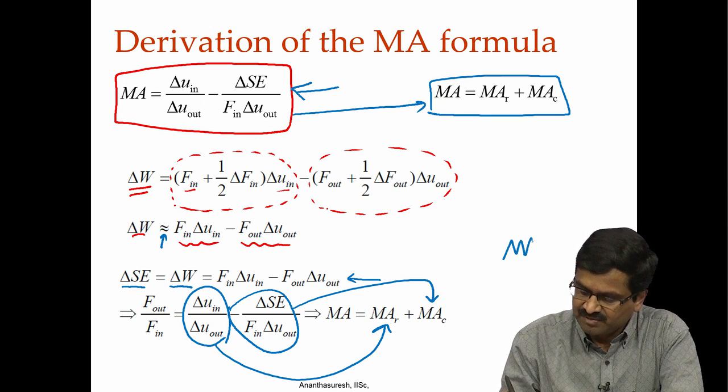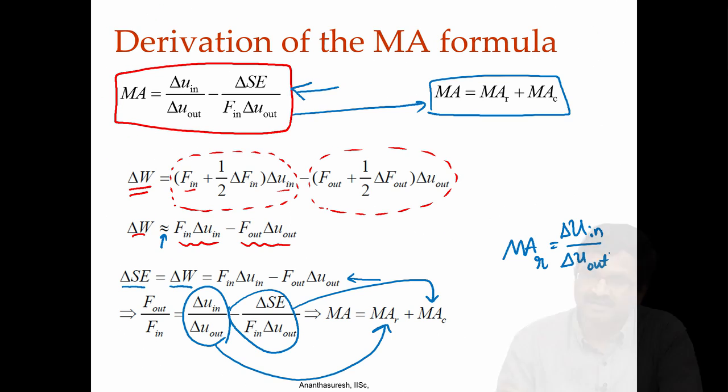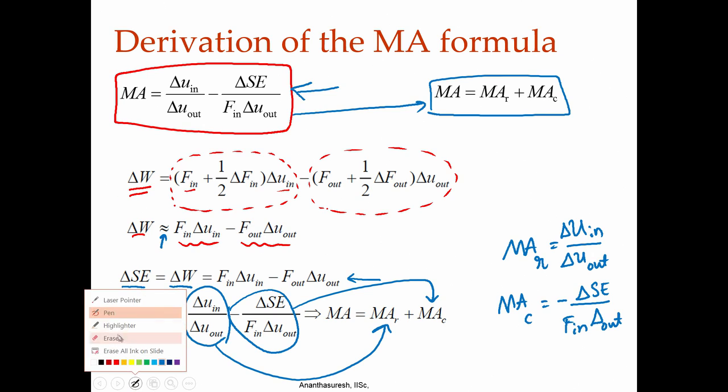So, we have MA rigid body, which is simply delta u_in by delta u_out. Instantaneously the mechanism is the reverse of forces, right. So, F_out by F_in is mechanical advantage, and delta u_in by delta u_out is the mechanical advantage also, that is the rigid body part. And then MA_C, the compliant part, is minus delta SE divided by F_in and delta u_out. Notice that the compliant part is actually negative.